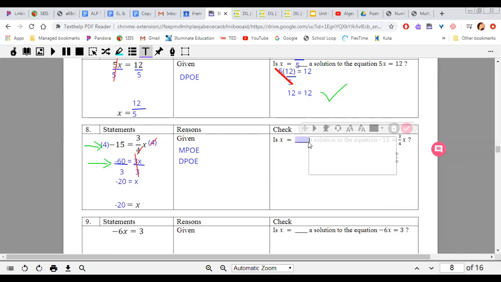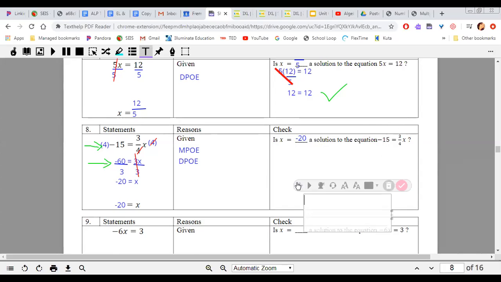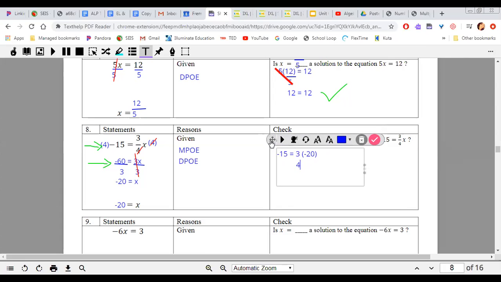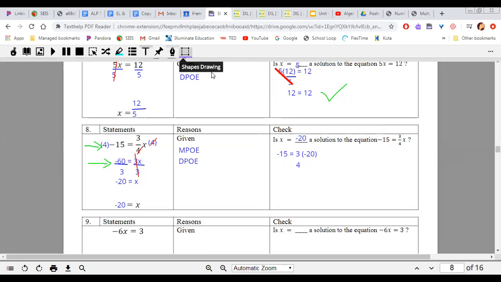Got my negative 20. Make sure I plug that in. I've got to rewrite my problem with the answer I got. So negative 15 equals 3 times negative 20. Put 4 down there. Move this up a bit. Put in a fraction line.